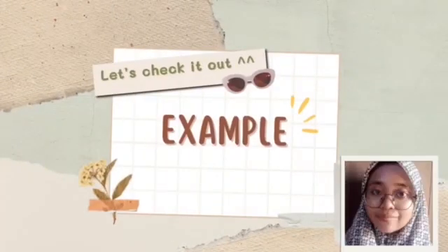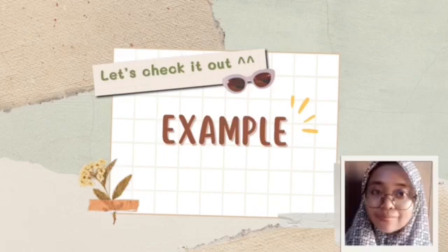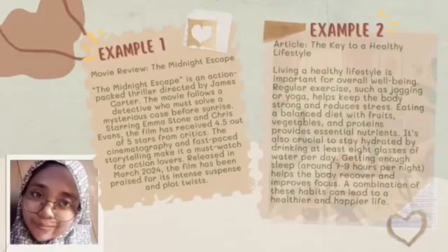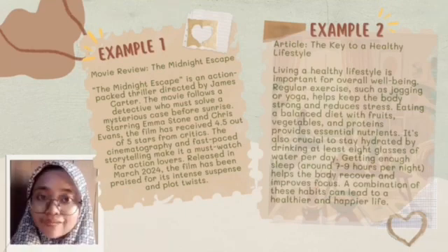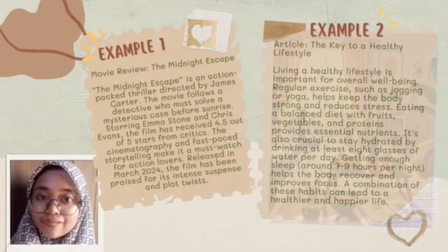Next, we will provide the class some examples to try out together. There are 2 examples from a movie review and an article. We will give you all a few seconds to read it using skimming and scanning techniques. We can start now.